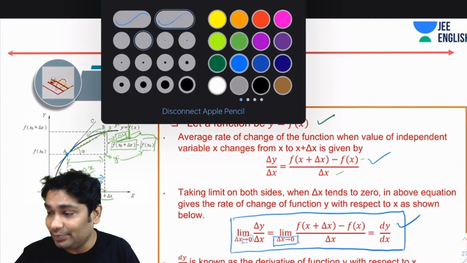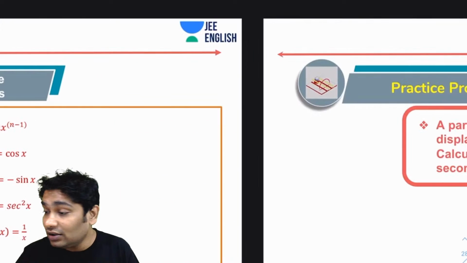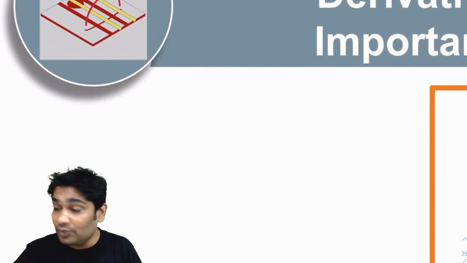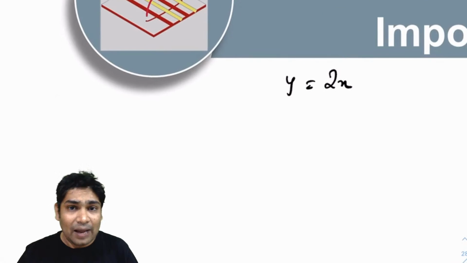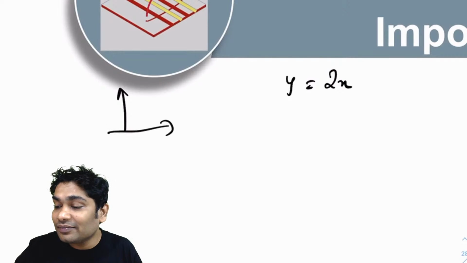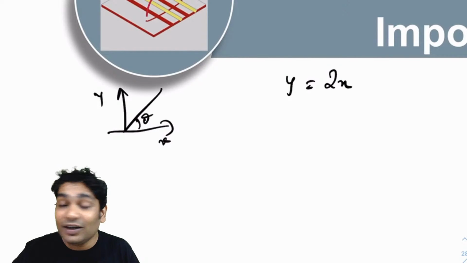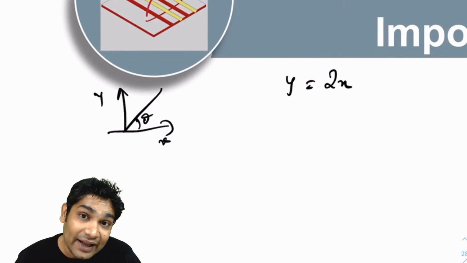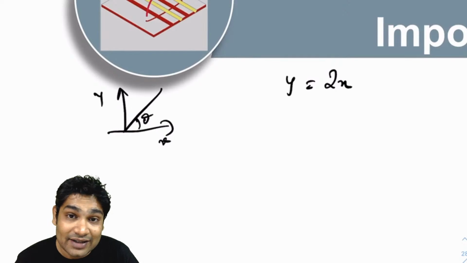Now let's try and calculate some. Let's talk about one or two differentiations. Let us assume that I have an equation y equals 2x. I'm starting with a very, very simple example. This is obviously a straight line, and I know its slope everywhere will be 2 only. Graphically, I can see that the slope, tan theta, is 2.